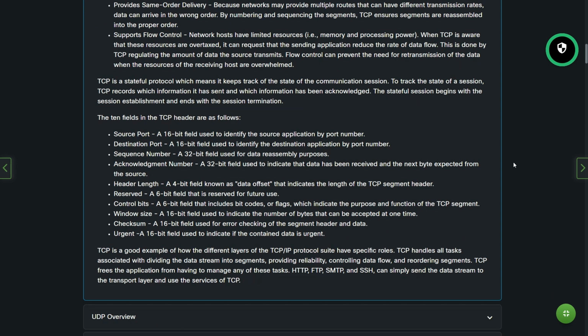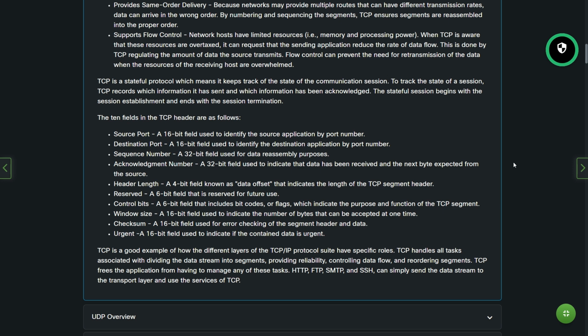The first is source port, a 16-bit field used to identify the source application by port number. The next field, destination port, a 16-bit field used to identify the destination application by port number. The next, sequence number, a 32-bit field used for data reassembly purposes. The next field, acknowledgement number, a 32-bit field used to indicate that the data has been received and the next byte expected from the source.